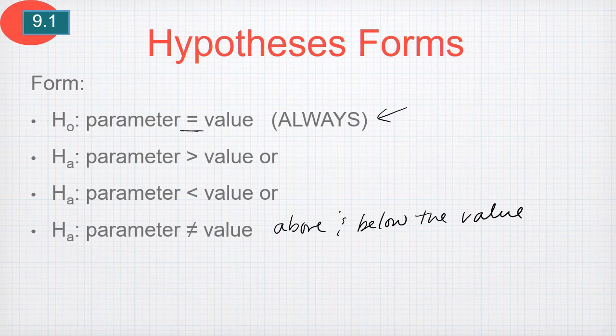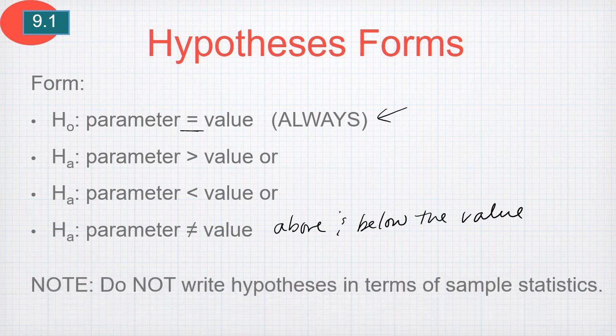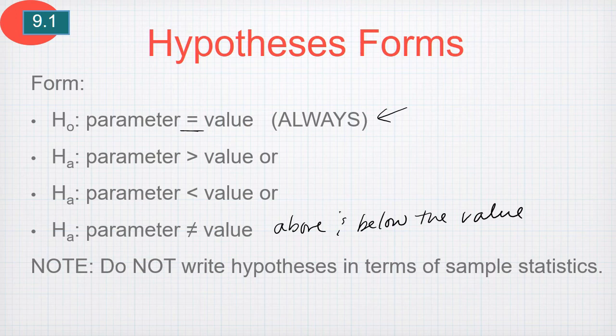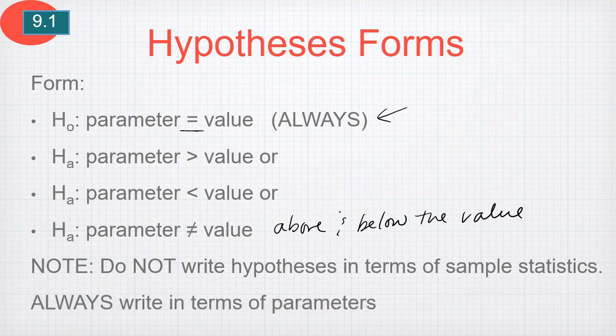So it's key to remember too that you don't write the hypothesis in terms of sample statistics. It is always, always, always in terms of the parameters. So you're referring to the population, not the sample. So make sure that you're talking about it in terms of parameters. And that's it.